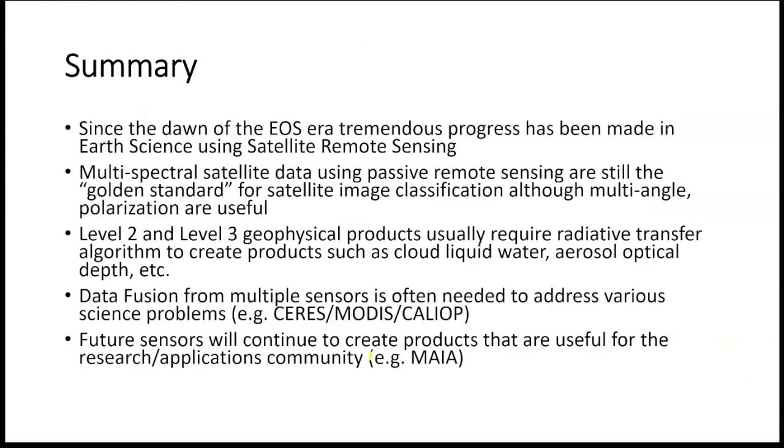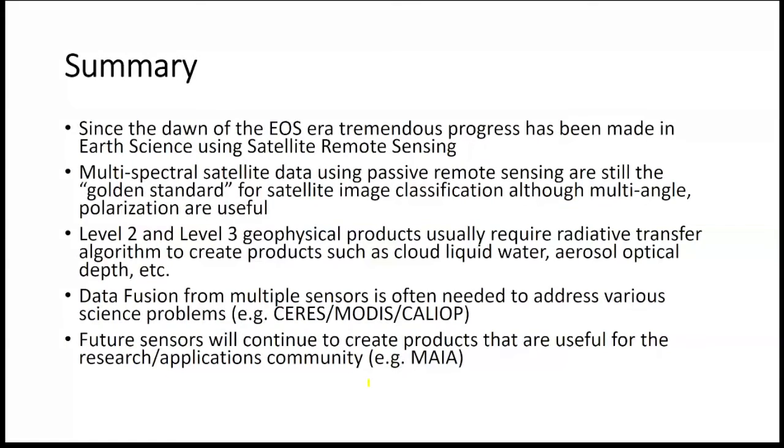All right, finally the summary. Almost 1 o'clock. I didn't mean to talk this long. So since the dawn of the EOS era, tremendous progress has been made in earth science using satellite remote sensing. I didn't have time to show all of this. Even the IPCC reports have moved from primarily a modeling framework to using satellite data in a lot of different places. Multispectral satellite data is still the gold standard for satellite image classification.